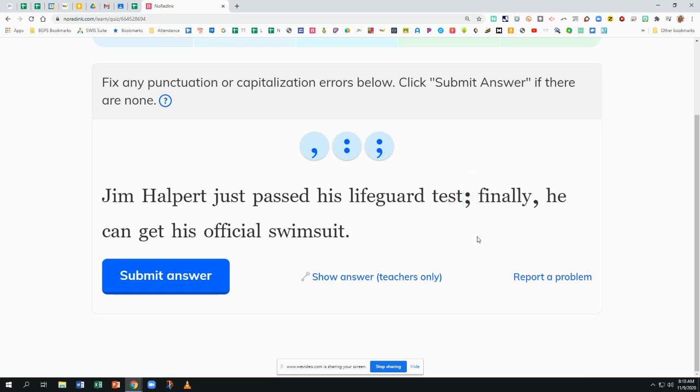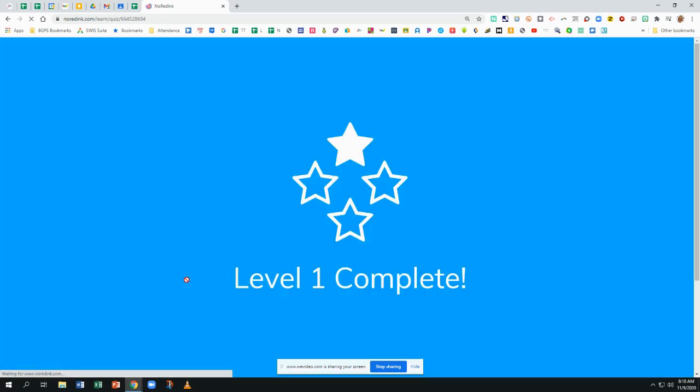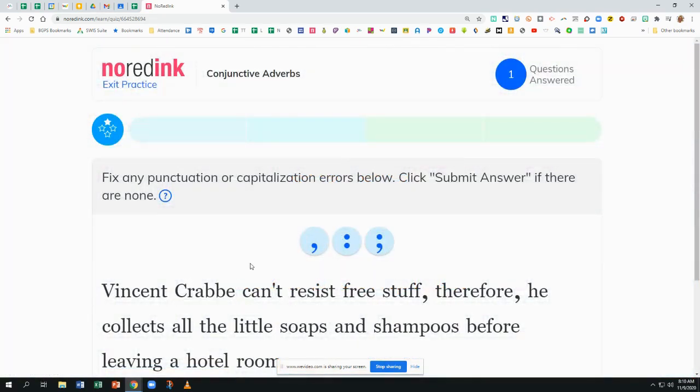Oh, okay. So you just keep clicking on it till you get to the semicolon, right? Which is a dot above a comma, right? So you have a comma, you have a colon, and you have a semicolon. We want the semicolon here. All right, so let's see if we're right. Submit answer. Yay, we did.